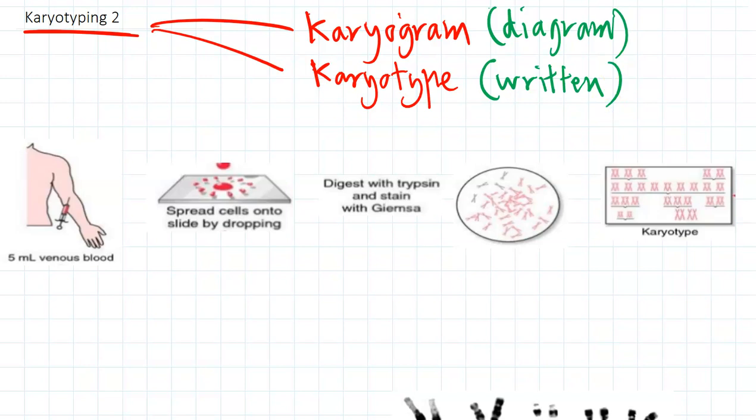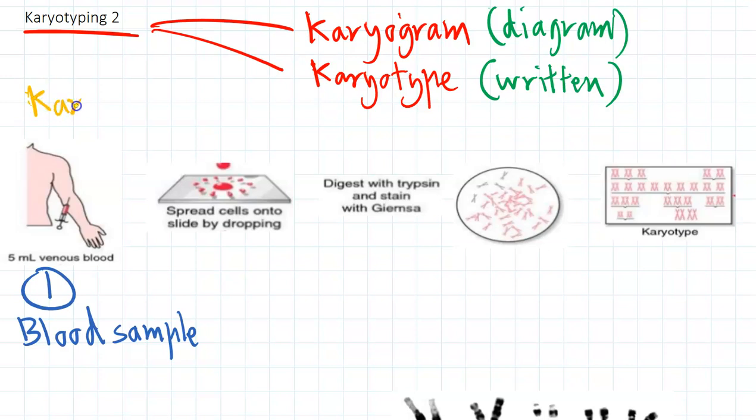So here is the process of how scientists actually make these karyograms. The first step is they take out a blood sample from the patient. This is the method for humans. It's different for plants and for other species like fungi, but this method is the same for humans and for other animals that have blood, which is most animal species. So we'll call it karyotyping animals.